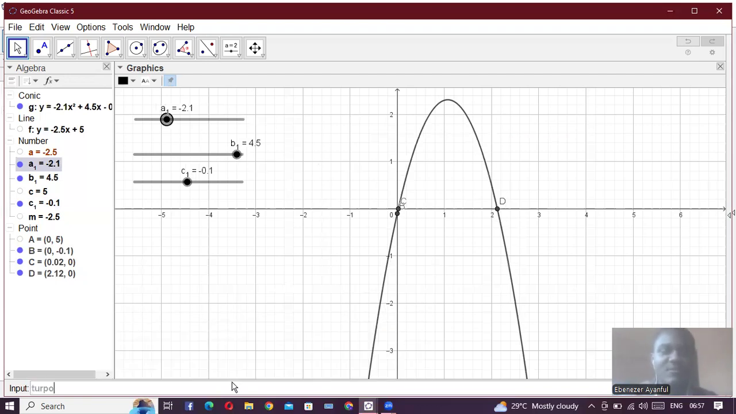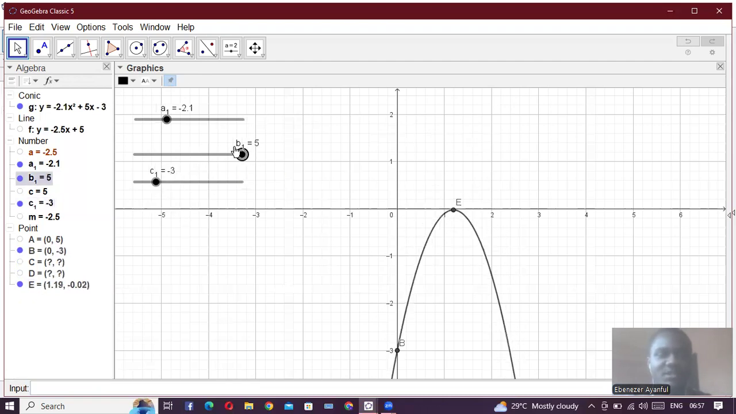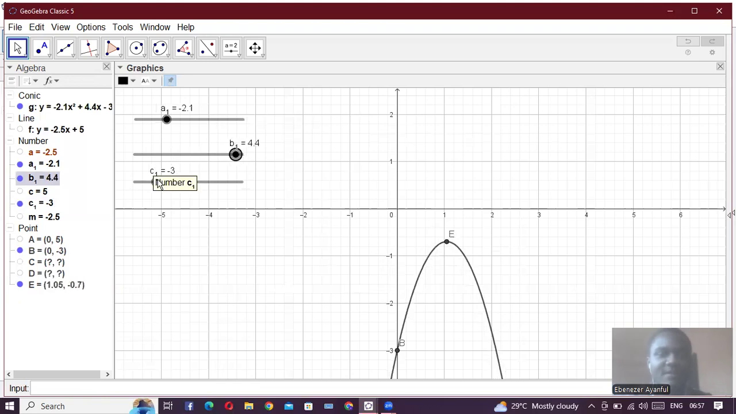Now to see the vertex more clearly, we are going to use the turning point command. The polynomial is J, so turning point of J, and then the vertex is created for us, that's E, and it occurs at 1.07, 2.31. That's the current state. So as I move the curve, the vertex will also be changing accordingly.